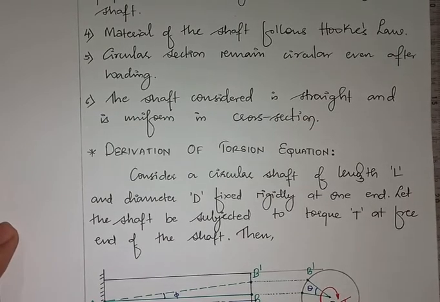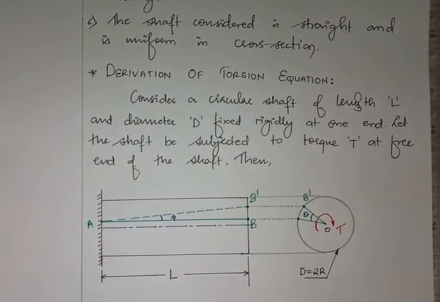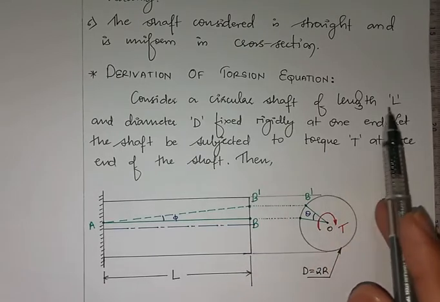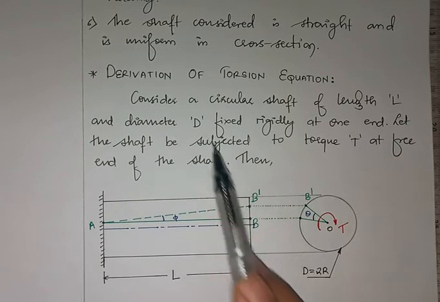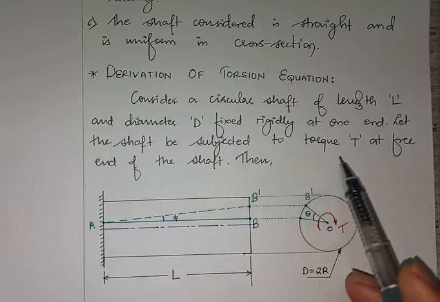Now concentrate on the diagram. Consider a circular shaft of length L. So this is length L and diameter D. This is the cross section or the side view. This is the front view. In the side view I have shown the diameter, which is equal to 2 times the radius, and it is fixed rigidly at one end. Let the shaft be subjected to a torque T.